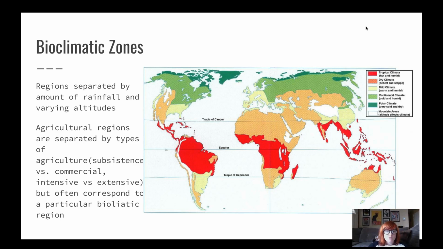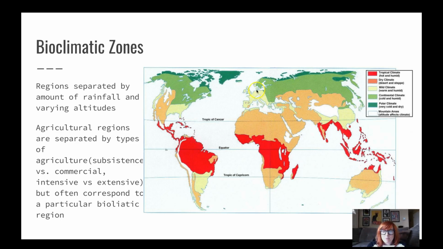Okay, so bioclimatic zones are separated by the amount of rainfall and the different altitudes. The red here is a tropical climate, so really hot and humid. Looks a lot like the bean belt, right? Coffee is kind of grown in that sort of climate. A dry climate, desert climate, so those are areas that don't get a lot of rainfall. I think this is supposed to be this color here, so that's where we're at, right? Not a lot of rainfall. Australia, also not a huge agricultural country because they have a very dry climate.